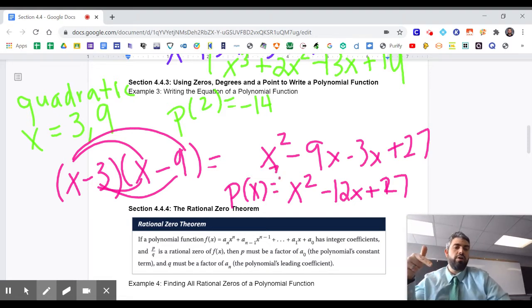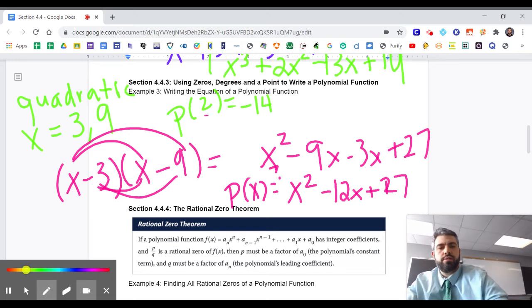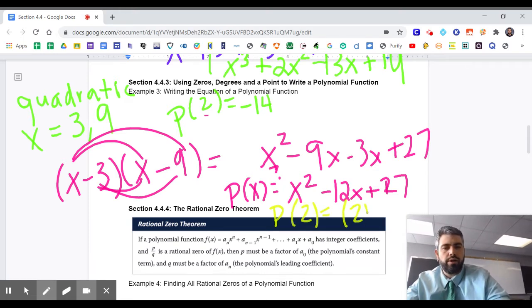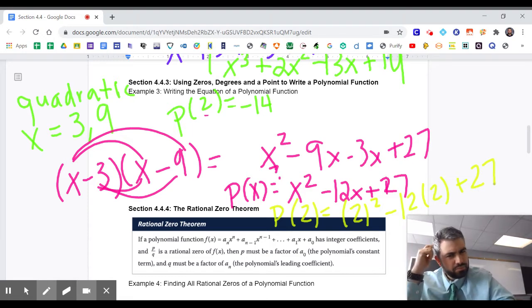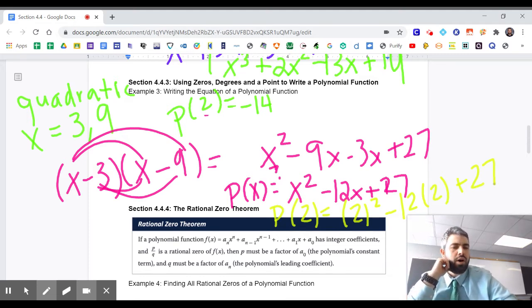Okay, so what we're going to do to verify if there's anything we need to change, we're going to put 2 into the function and see what we get. Okay, so when I put 2 into this, right, p of 2 is going to equal, let's see, 2 squared is 4, minus 12 times 2 would be -24. So 4 minus 24 would be -20, plus 27. That'd be 7. I want it to be something different. So what do I have to change? Okay, well, something has to change on it.